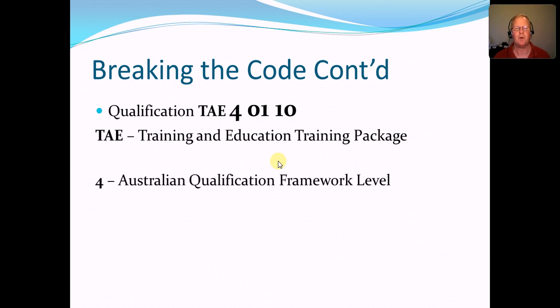We then have the next one, which is 4, and this 4 represents the Australian Qualifications Framework level for the qualification. As you'll come to learn, there are 10 levels of the qualifications framework, supported in the other webinars in this series, and this is a level 4 qualification, or a Certificate 4 qualification in Training and Assessment.